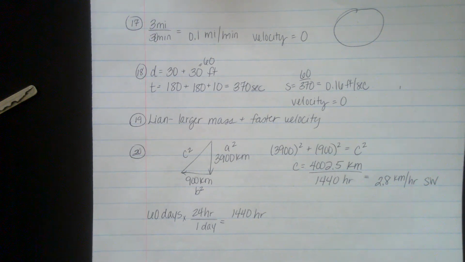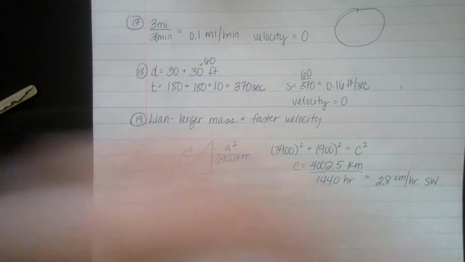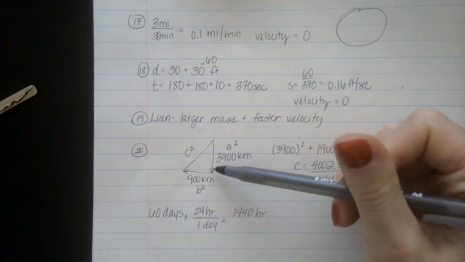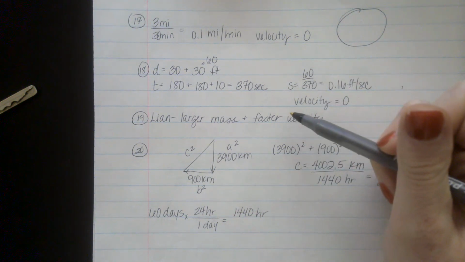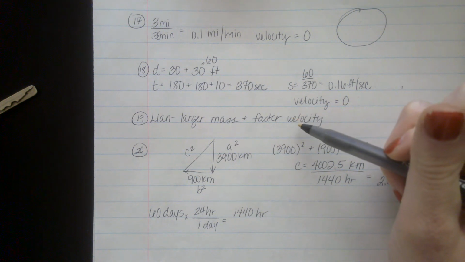All right, number 19, Leanne's going to have the greatest momentum because she's traveling in the car. So the car has the bigger mass, meaning she's going to have the higher momentum.